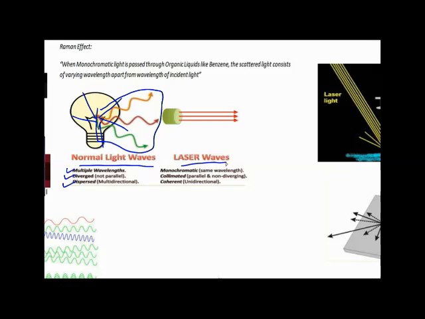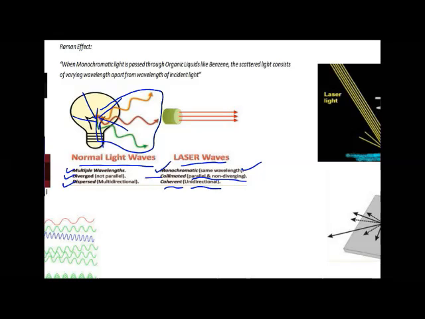Whereas in the case of laser waves, we have to understand that the light that comes out of the laser is monochromatic. That is, it has the same wavelength in a very narrow range. Second, they are collimated, that is they are parallel and not diverging. And third, they are coherent, that is unidirectional.